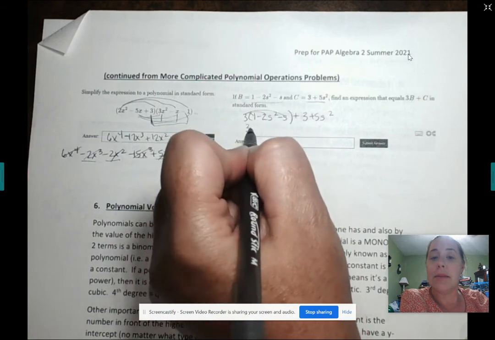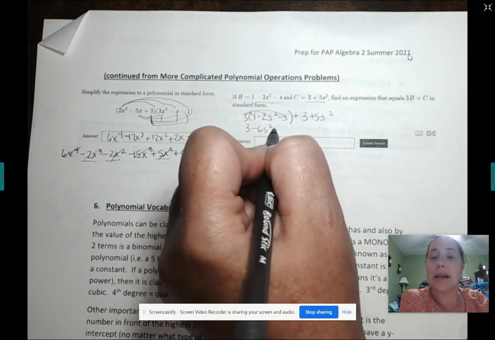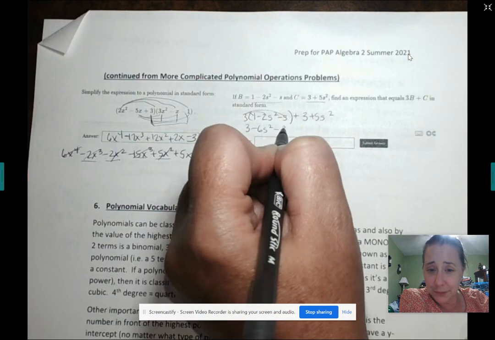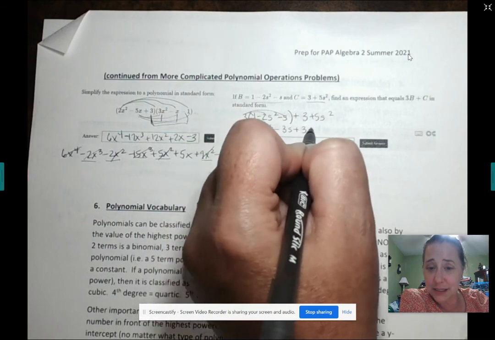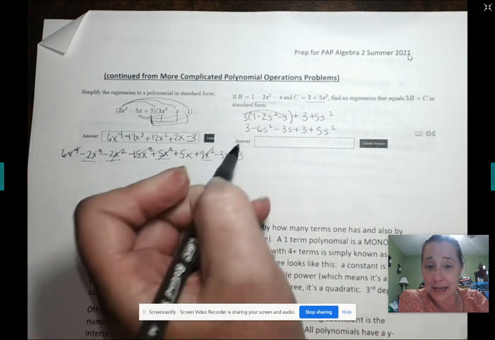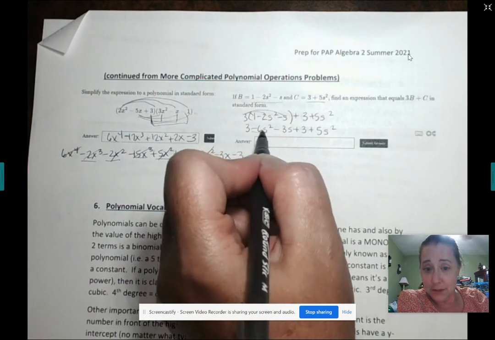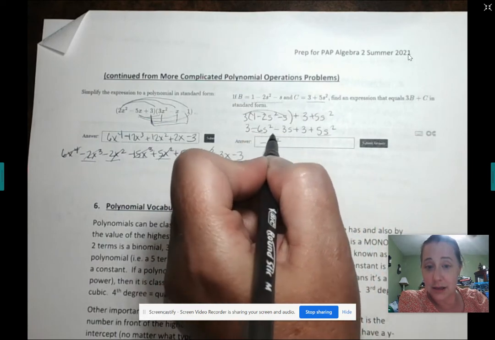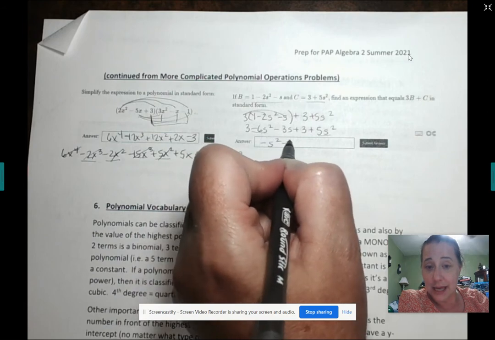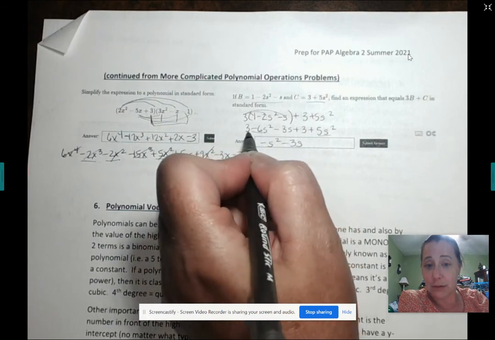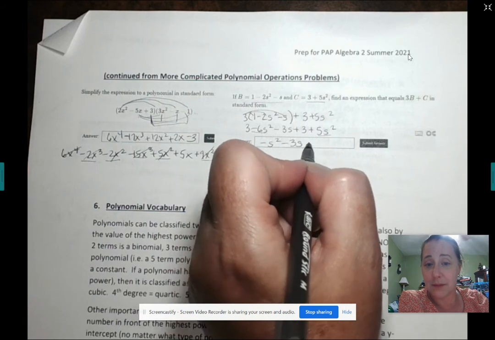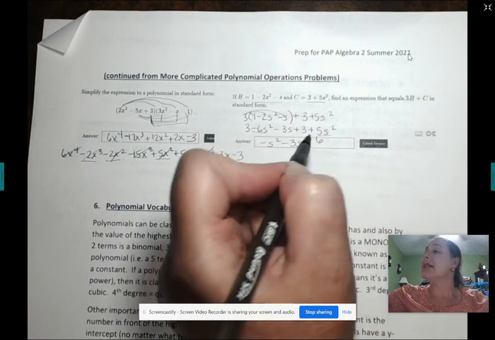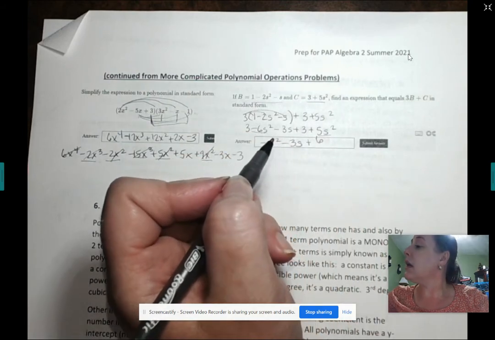And so you get 3 minus 6s to the second minus 3s plus 3 plus 5s squared. And put that in standard form. So the s squareds are first. That makes negative 1 s squared. You have only a minus 3s. And then you have a 3 plus 3. That would be 6.